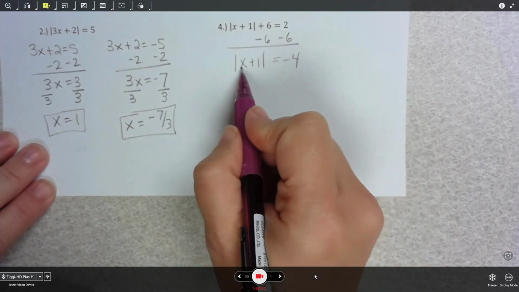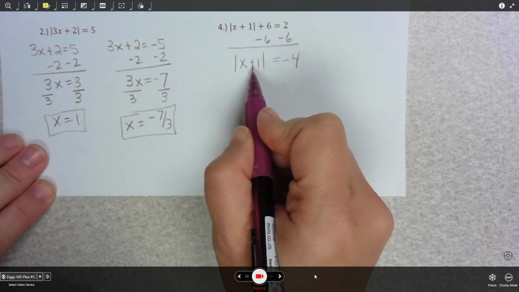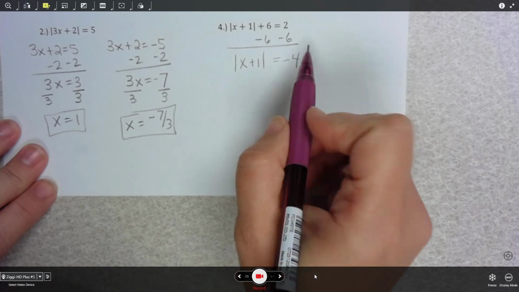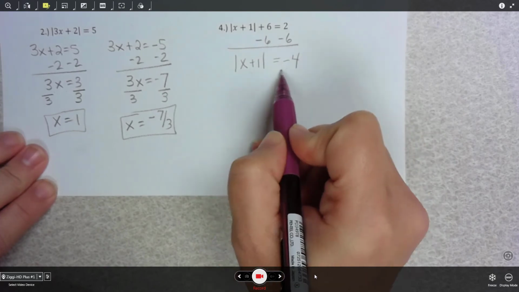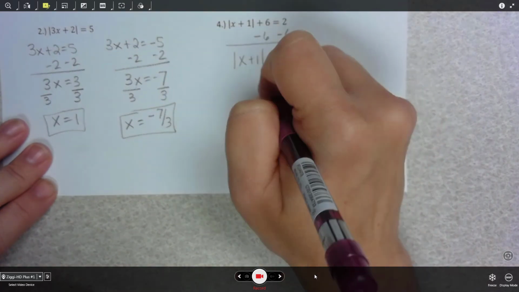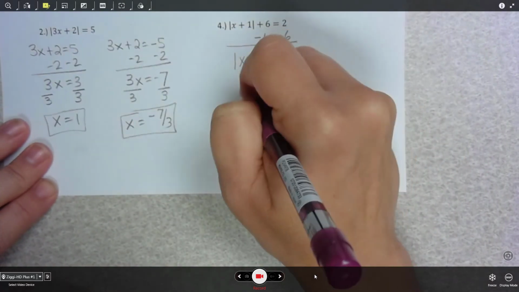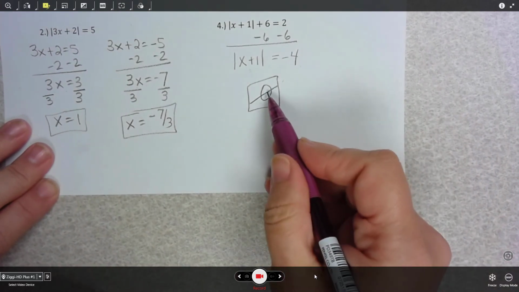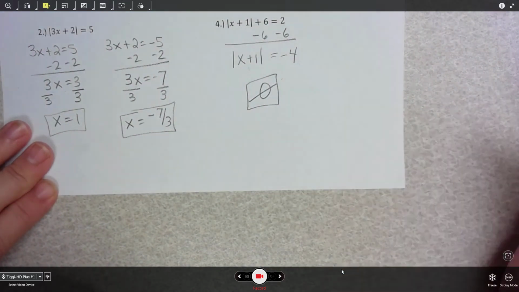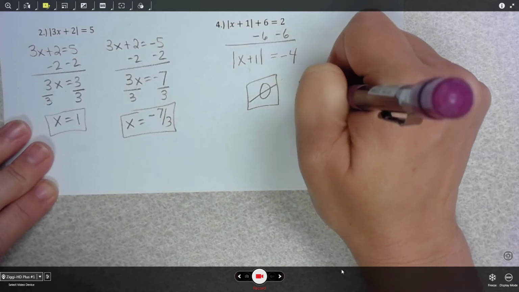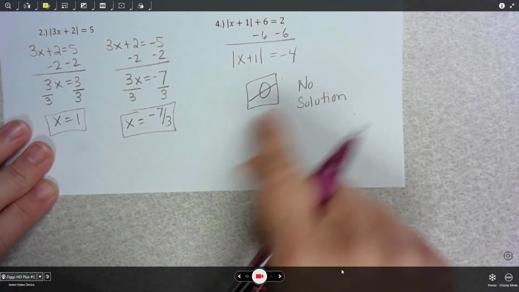Alright, there is no number that I can take the absolute value of and get a negative 4. There is no number that is a distance of negative 4 from 0. So this would be no solution. And you can either write the symbol, the circle with the slash through it, or you can write the words no solution. Whichever way you want to do it, you do not have to do both. Pick whichever one you like.